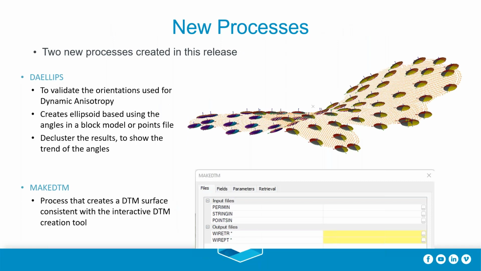So I've talked a little bit about processes, and we've added a couple more. One of these is DAELLIPS, and this is about validating outputs, things ready to be used for dynamic anisotropy. So if you've got certain orientations, you can produce an ellipsoid file which allows you to visualize that more easily. So here you see the trend, and you can decluster those results to see them at whatever granularity you'd like to see that. And we've also added a MAKEDTM process that will allow you to automate DTM surface creation.